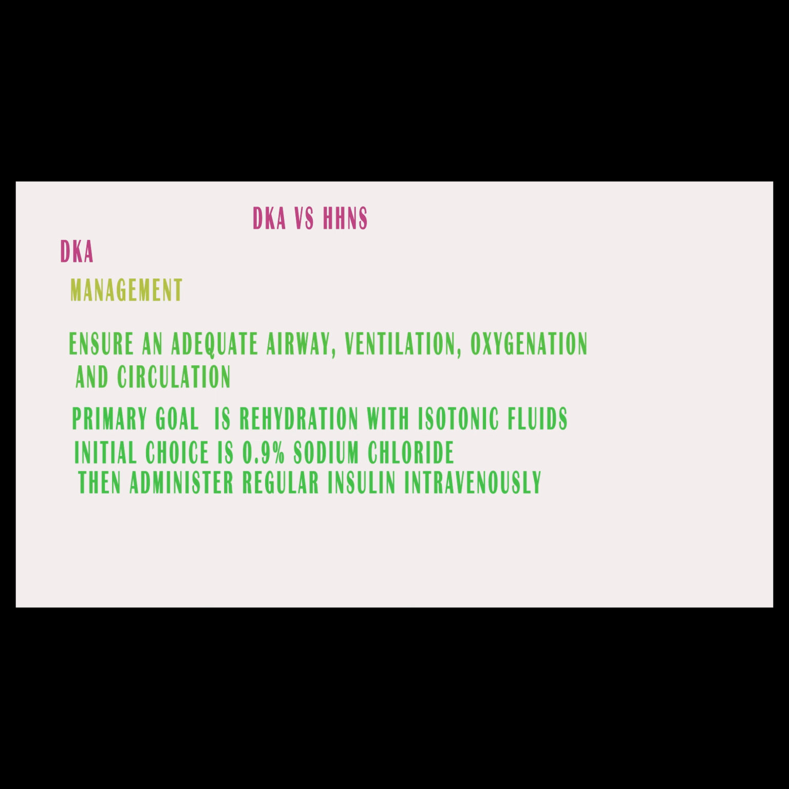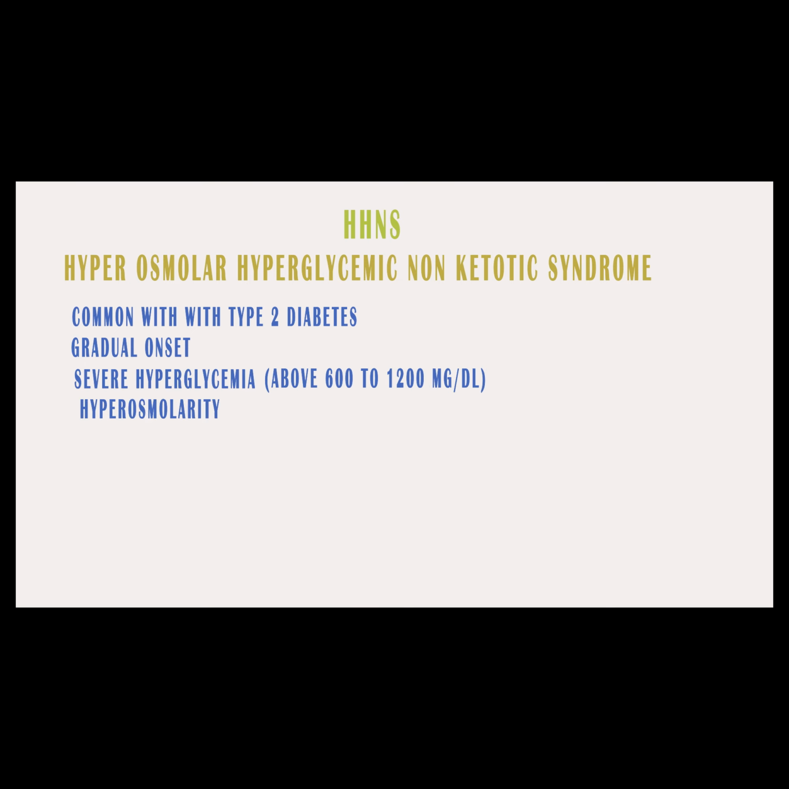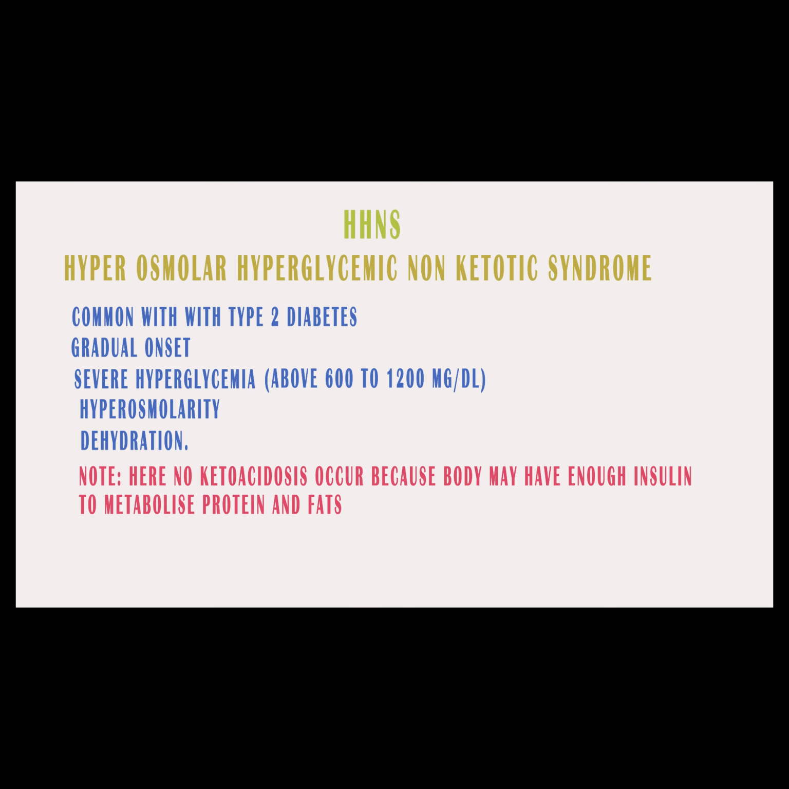Next, hyperosmolar hyperglycemic non-ketotic syndrome, HHNS. It commonly occurs with type 2 diabetes. Due to insulin deficiency, the body has severe hyperglycemia. It causes hyperosmolarity along with dehydration. Here patients still secrete small amounts of insulin, so no ketoacidosis may occur.